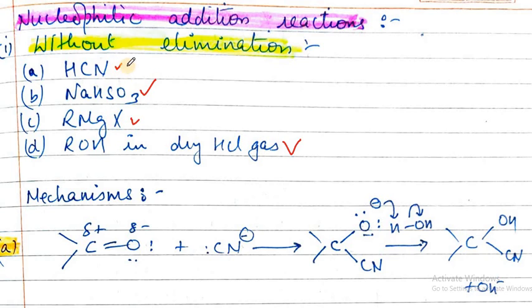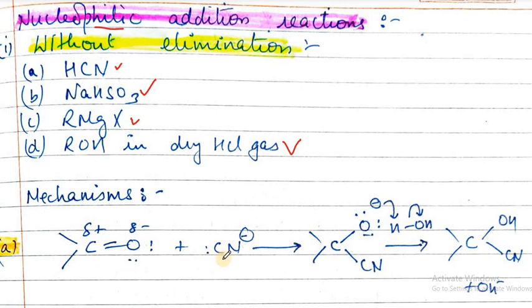In HCN, the products are called cyanohydrins. In this, a bisulfite adduct is formed. In this, alcohols are formed, and in this, hemiacetals and then acetals are formed from aldehydes or ketones. So the mechanism is the same because it is a nucleophilic addition reaction. In the first step, the nucleophile attacks. In HCN, the nucleophile will be CN negative.